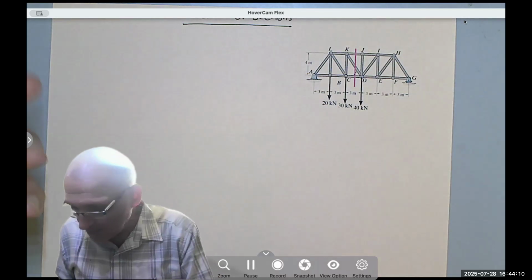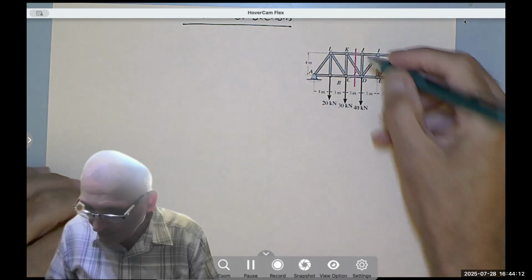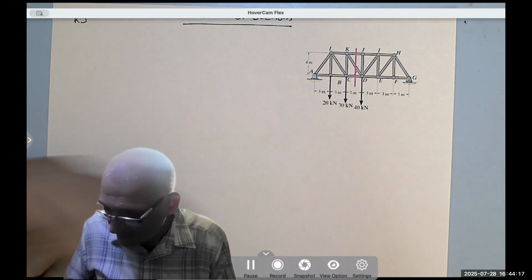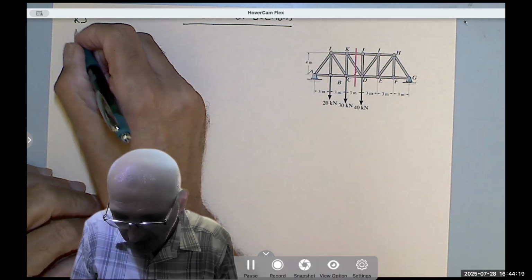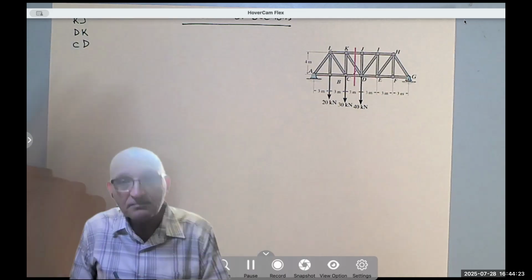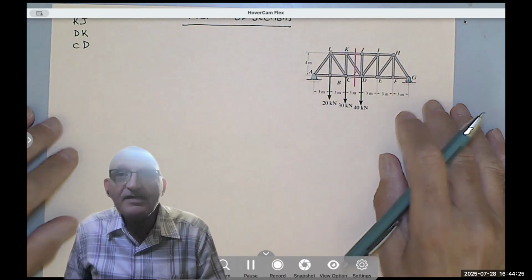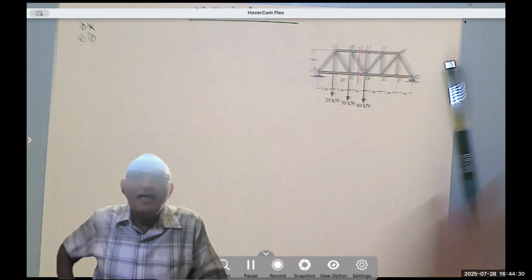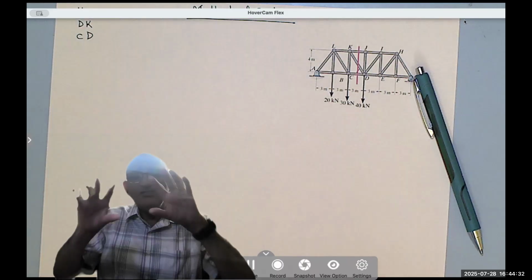Here in this problem, they ask us to find the force in members KJ, DK, and CD. If there are no more than three of them, you can cut through them and separate the truss into two pieces.